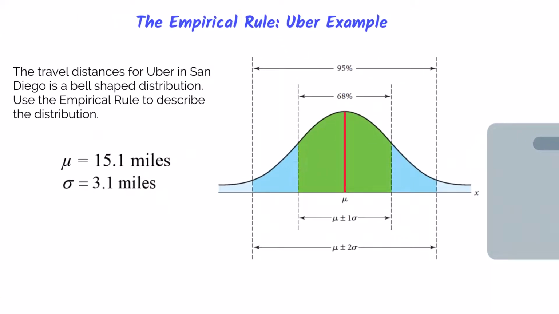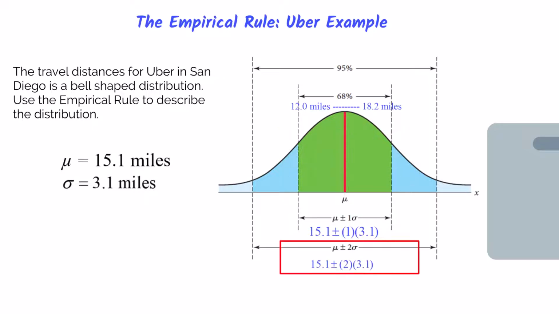So imagine we have collected data on Uber rides in San Diego, and you're interested in seeing if it's worth becoming an Uber driver. The population mean is 15.1 miles, and the standard deviation is 3.1 miles per ride. So we're going to go ahead and plug in our mean and our standard deviation and calculate 15.1 plus 1 times 3.1, and then minus 1 times 3.1, and we get a range of 12 to 18.2 miles. We can expect that 68% of our rides will be somewhere between 12 and 18.2 miles.